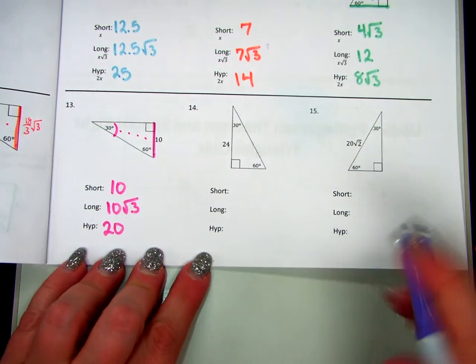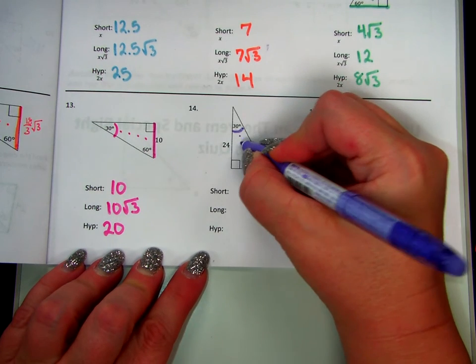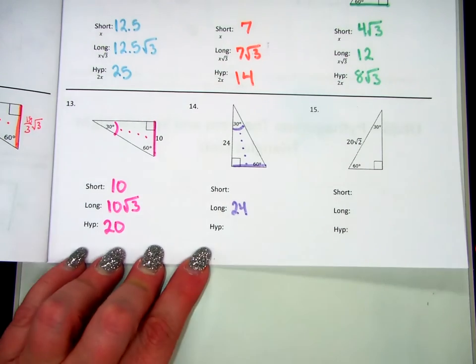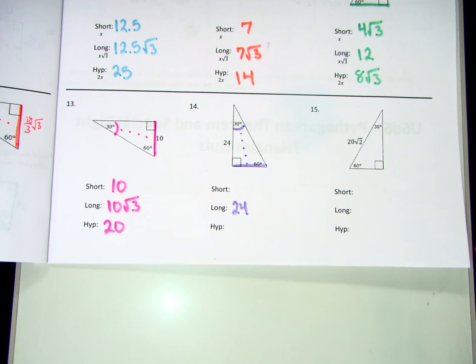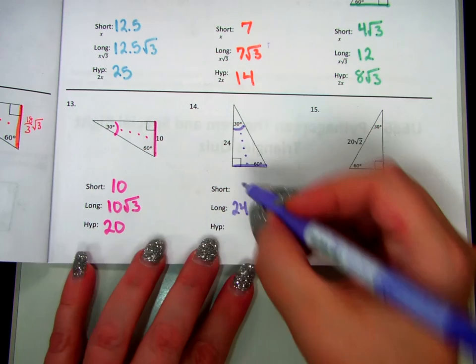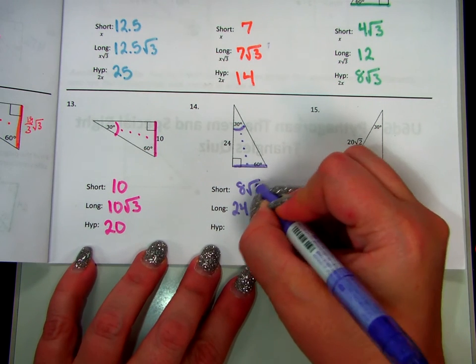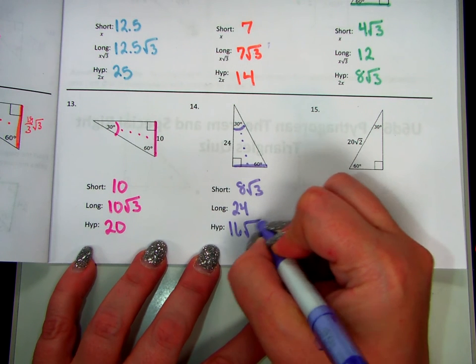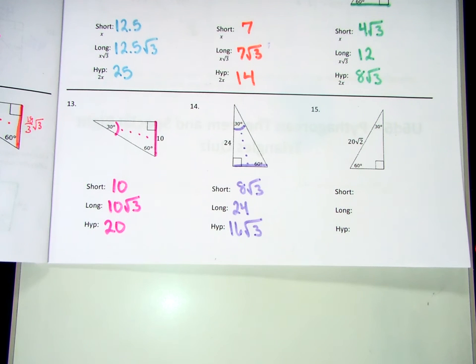Alright, number 14. What did they give me? The long leg is 24. It's supposed to have a square root of 3 on it, but it doesn't, so I have to divide it out. When I divide out the square root of 3, what does my short leg become? 8 square roots of 3, which means my hypotenuse is 16 square roots of 3.